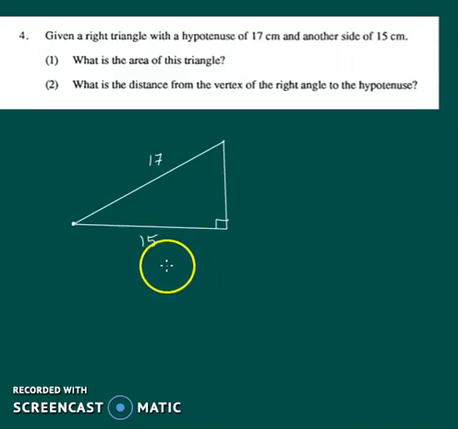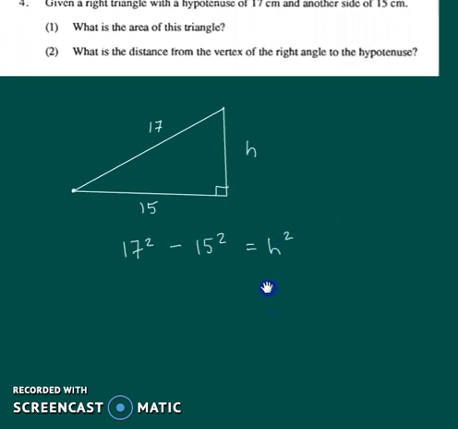Hello everyone. So first thing we have to do for this triangle is to find the area. And in order to find the area, we need the base, which we have, 15, and we need the height, which we don't have. So let's use the Pythagorean theorem to find that. We know the length of the hypotenuse, so we're going to write 17 squared minus the length of one of the legs, 15 squared, and that will equal the height, which is the other leg, squared.